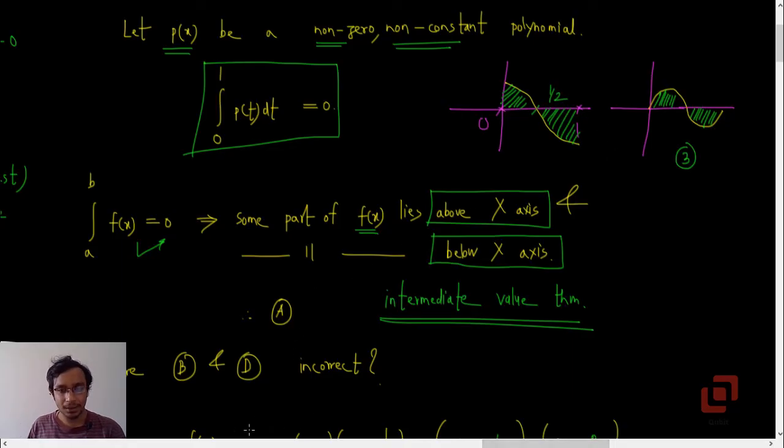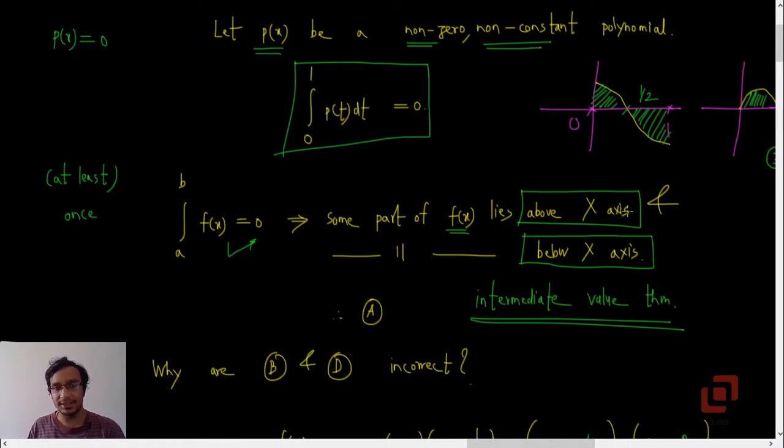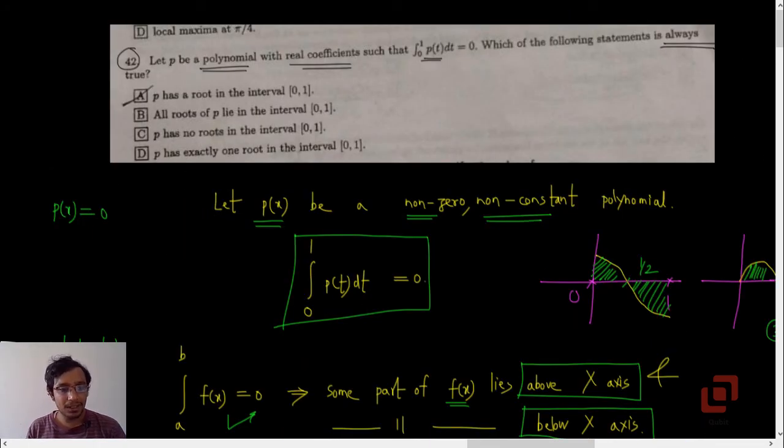Which means by the intermediate value theorem, the graph should intersect the x-axis at least once, or the function f of x or p of t has at least one root in the interval. Now clearly C is not right, because otherwise the integral can never be equal to 0. So now we need to pick the correct option out of A, B and D.